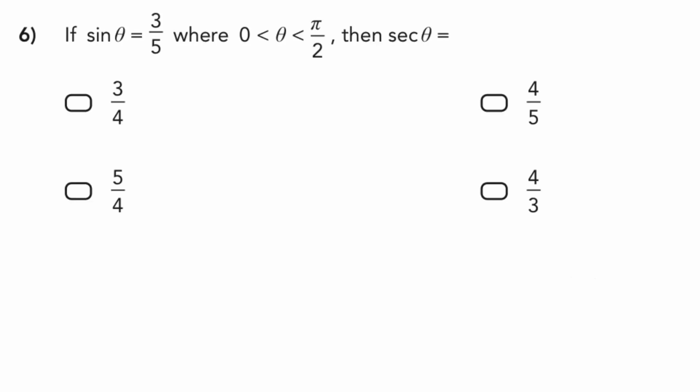Question number 6. If sine theta is 3 over 5, where 0 is less than theta and theta is less than pi over 2, then sec theta is equal to. I hope every one of you knows that sine theta is equal to opposite over hypotenuse, and sec theta is the reciprocal of cos theta. Just a short review here. Sine theta is equal to opposite over hypotenuse. Cos theta is equal to adjacent over hypotenuse. And tan theta is equal to opposite over adjacent.